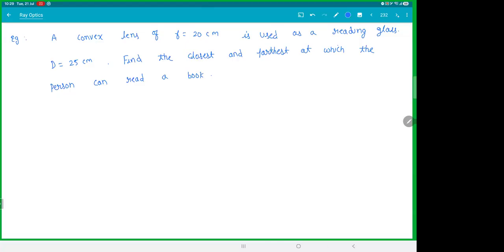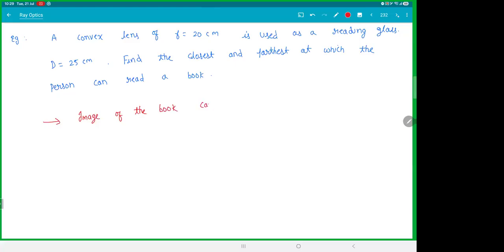See, the idea in this question is this. What you're looking at is actually not the book. When you use a lens, you're looking at the image of the book, isn't it? Remember that when you put a lens in front of something, you're always looking at the image. So this image can form anywhere. What you're looking at is the image of the book. You're not looking at that book directly.